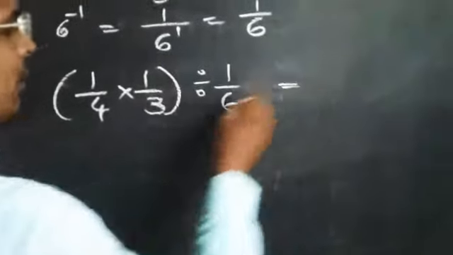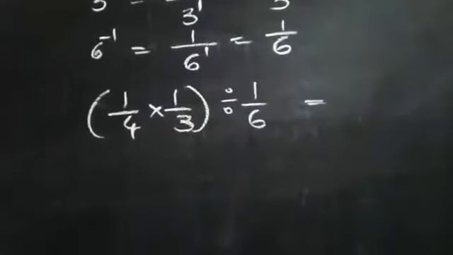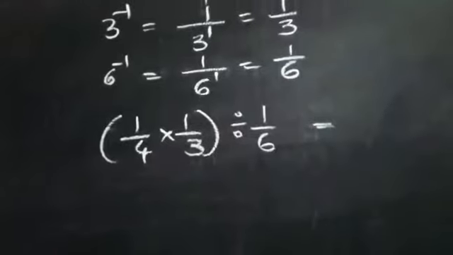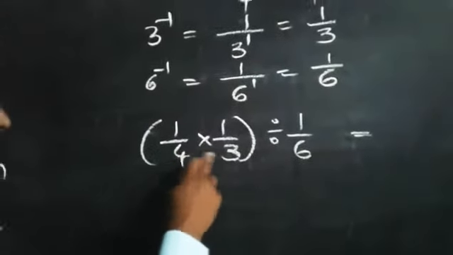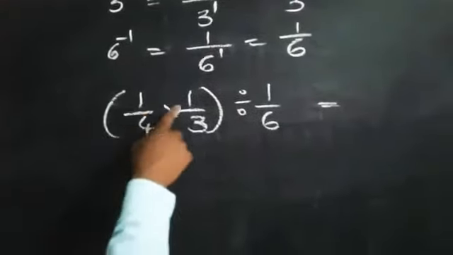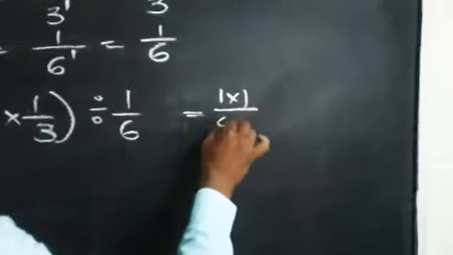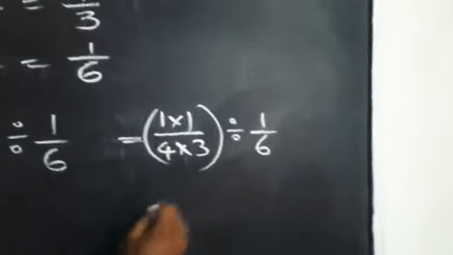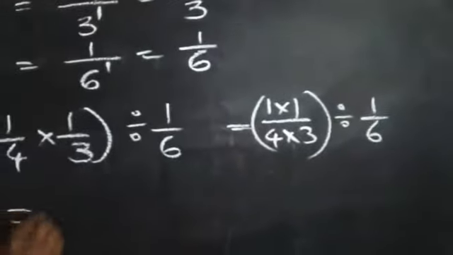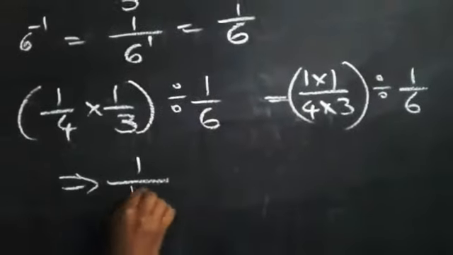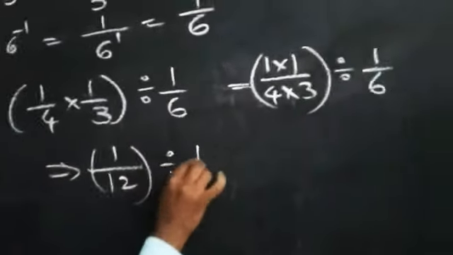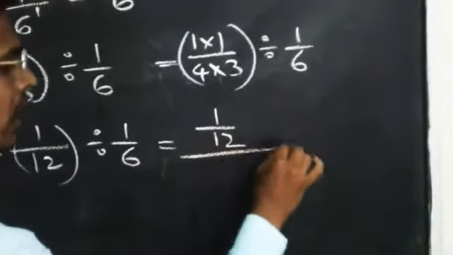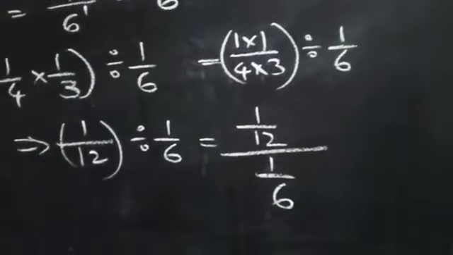Okay. So first multiply the terms which are inside the bracket. In the case of multiplication of fractions, we can multiply both the numerators and we can multiply both the denominators. So 1 into 1 by 4 into 3 and whole divided by 1 by 6. So 1 into 1 how much? 1. 4 into 3, 12, and divided by 1 by 6.